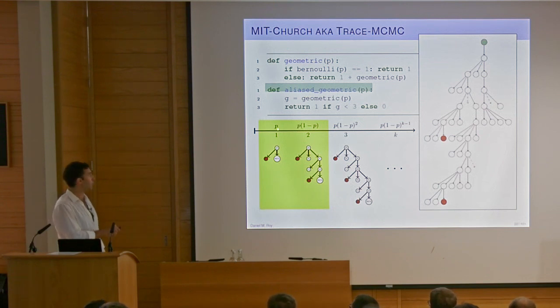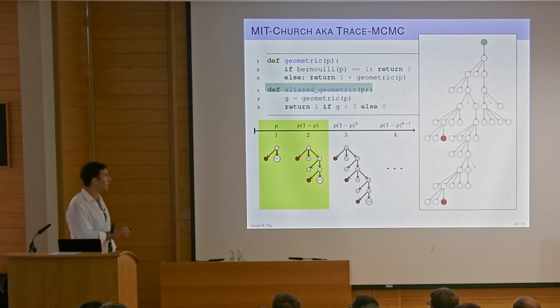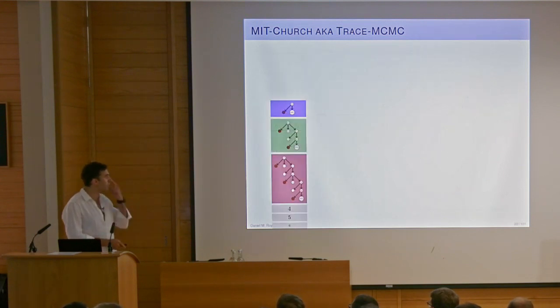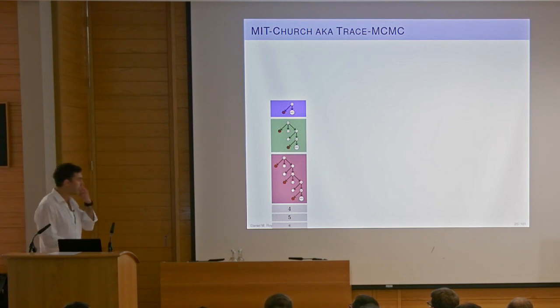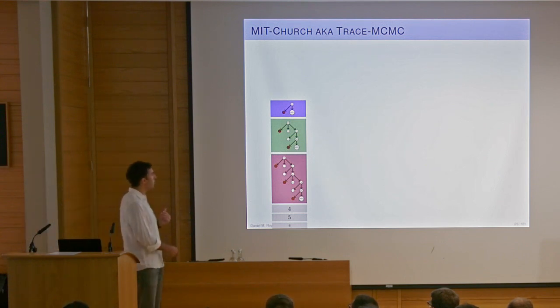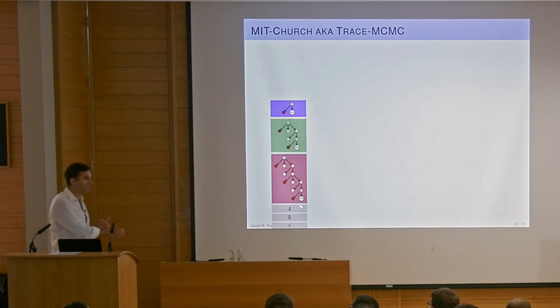I should be in this state with probability not p, but proportional to p. And in this state with probability proportional to p times 1 minus p. All right, so how do I do that? And again, I'm not going to dwell, but I just wanted to give you the flavor. So here is a countable set of states that the trace could have been in.